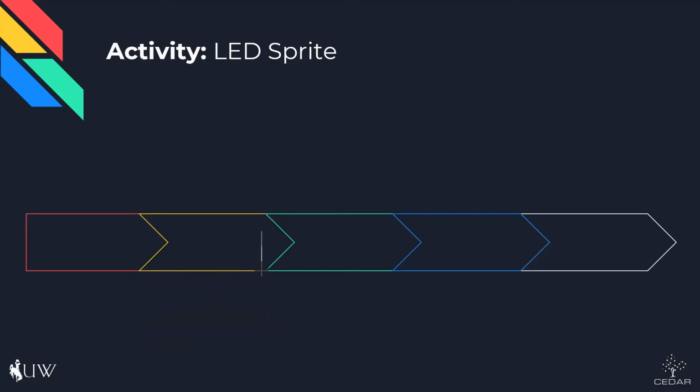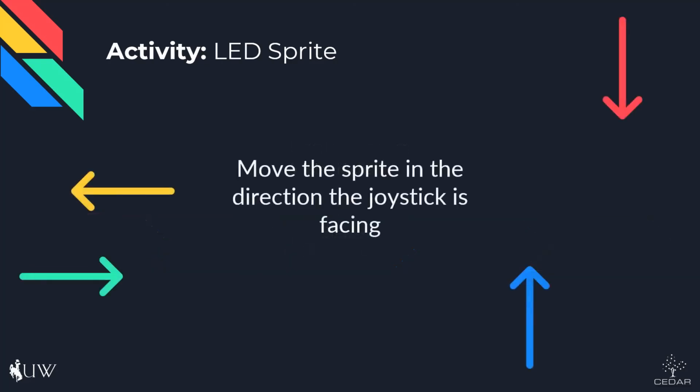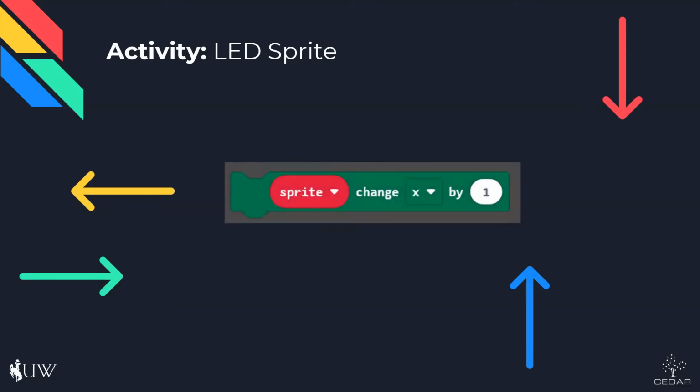Step 3. Finishing the if-else-if chain. Our goal is to move the sprite in the direction that the joystick is facing. Luckily for us, there's a block in the Game tab called Sprite Change X by 1. We can change the X to Y in that block, and have it move in a different direction by changing the 1 to a -1.